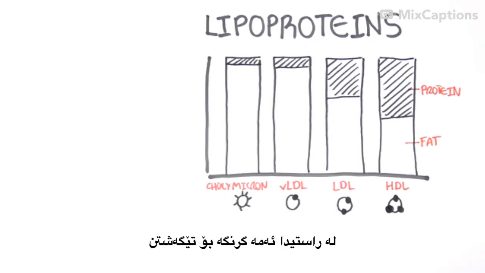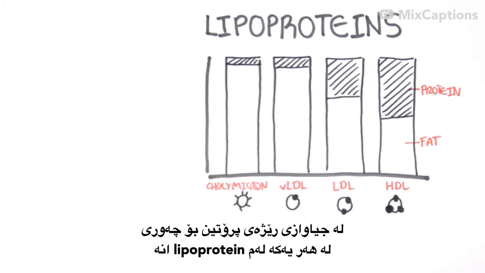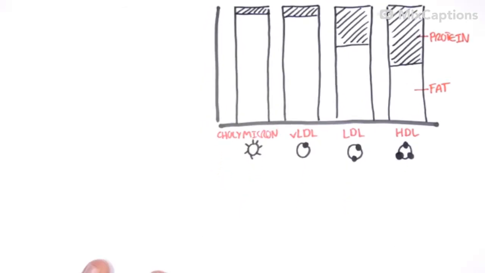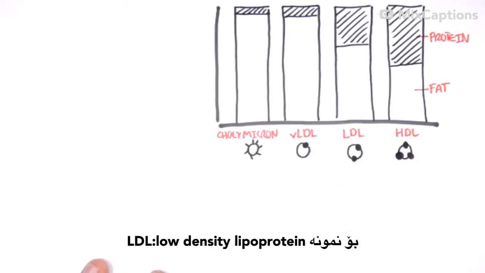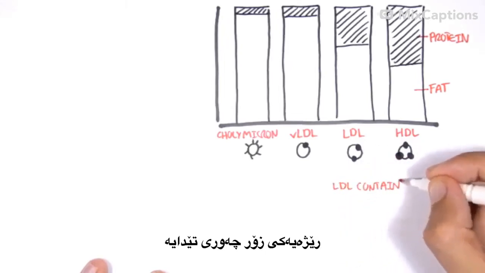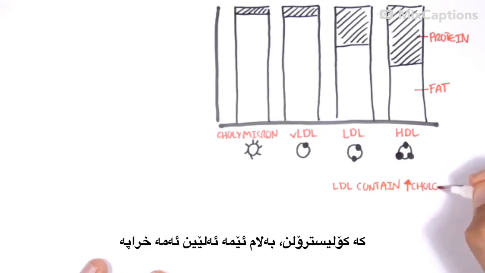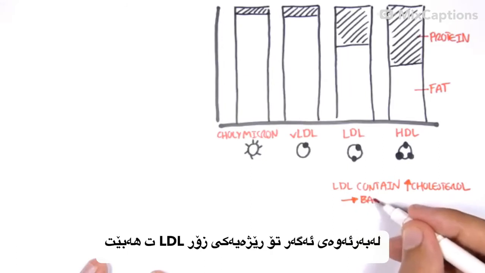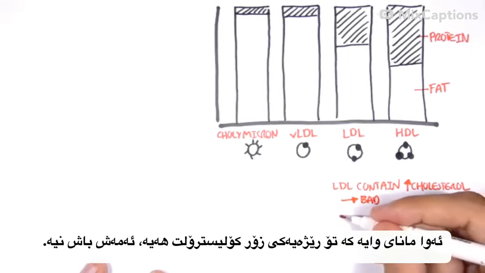So it is actually important to understand the different protein to lipid ratio in each of these lipoproteins because it somewhat relates to their function. So for example, LDL, the low density lipoprotein, actually contains a lot of lipids that are cholesterol. But we say that this is bad because if we have a lot of LDLs, it means that we have a lot of cholesterol, which is not good.